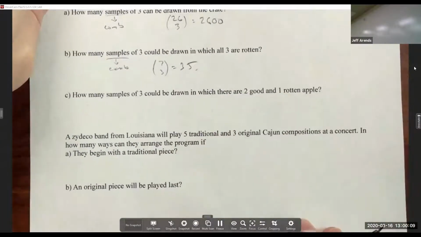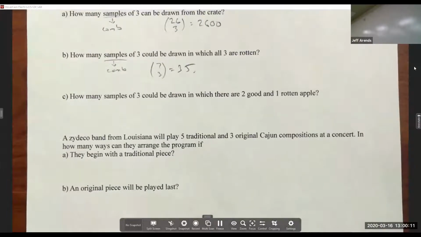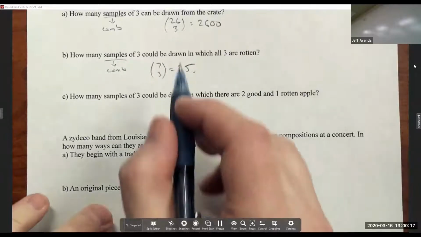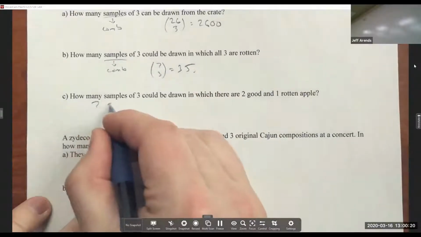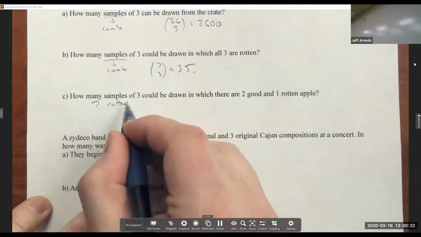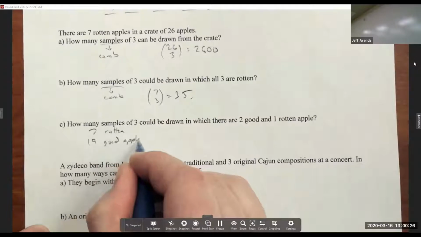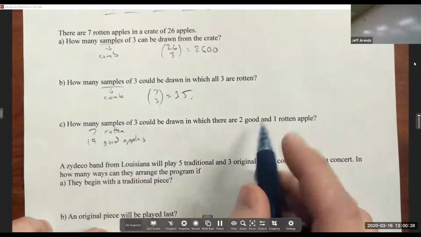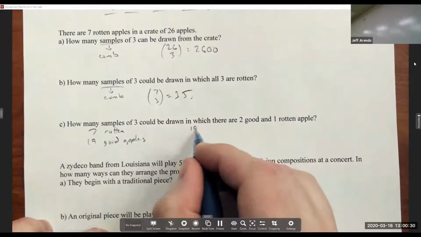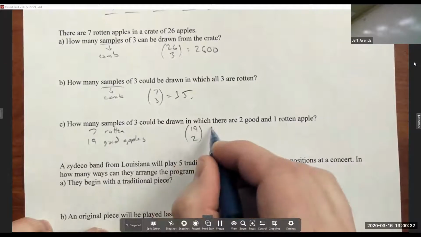All right, now let's see, how many samples of 3 could be drawn in which there are 2 good and 1 rotten apple? Well, there are 7 rotten out of the 26 total, which means there are 19 good apples. So from the 19 good apples, we're choosing 2, and from the 7 rotten apples, we're choosing 1.